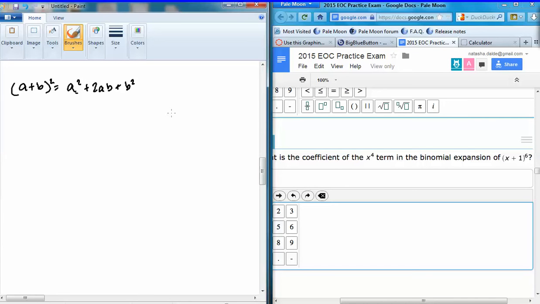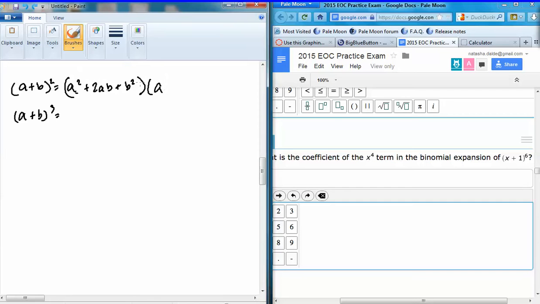Are we cool with that? You guys know how to FOIL that, right? All right. So now the next question I would have is, what is a plus b cubed? Well, what you would do is take the previous answer and multiply it by a plus b. Does that make sense? And then you would distribute the a to everything in here, and distribute the b to everything in there, and then add them all up, and you would get some answer.